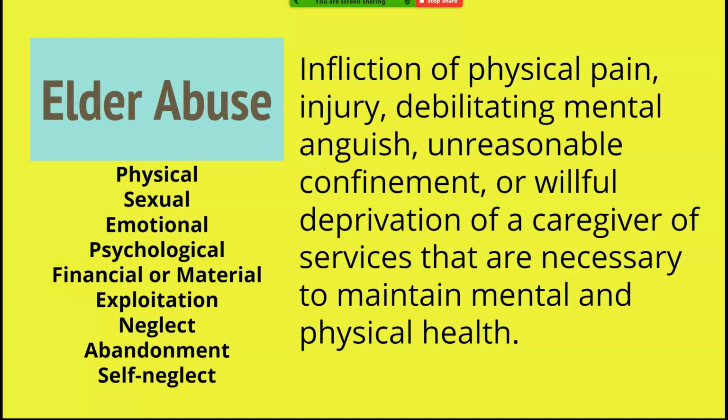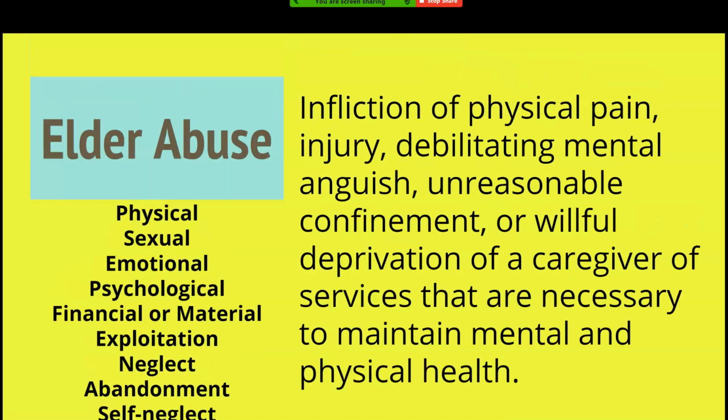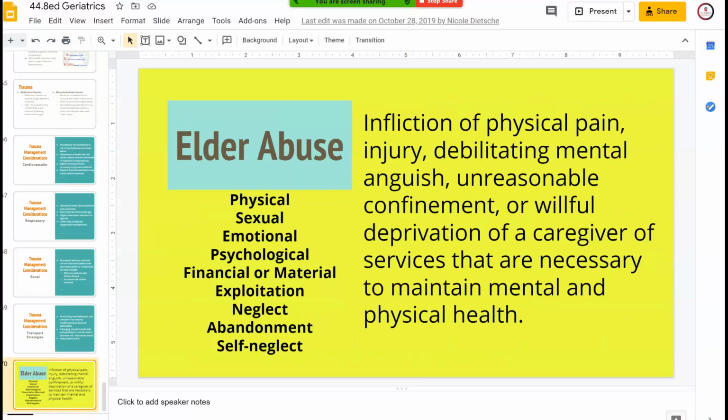Trying to get in touch with adult protective services can be challenging. So sometimes this is where you might need to separate the patient from an abusive environment and talk to the triage nurse. But yeah, so that's all I've got.